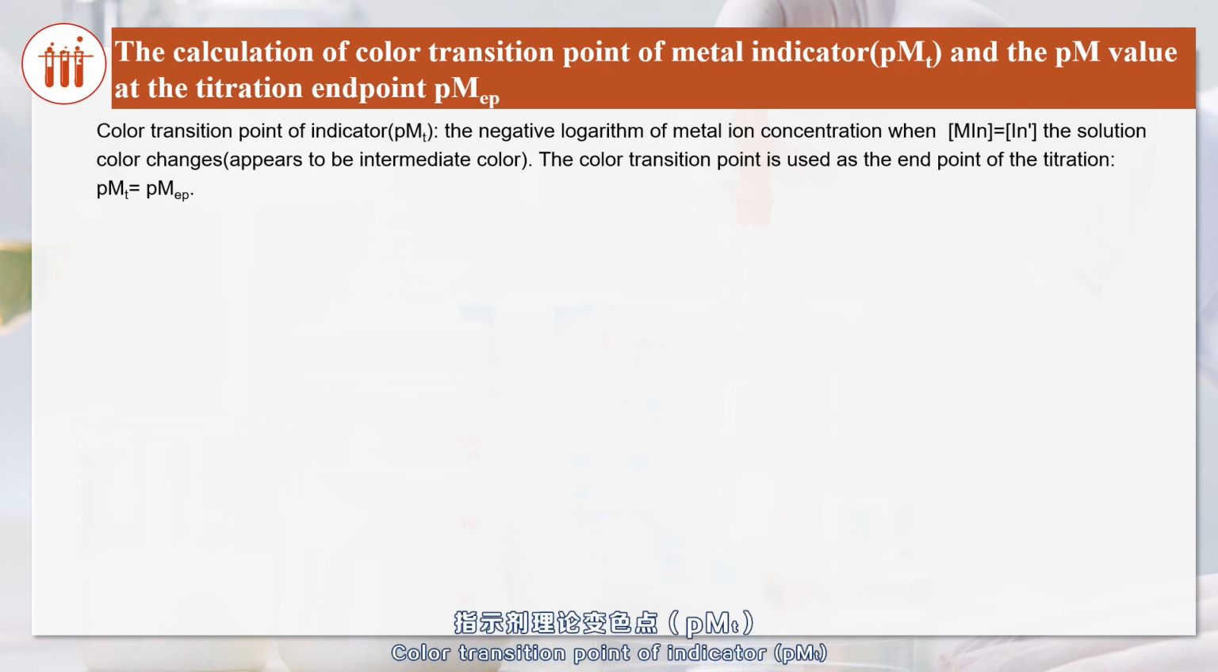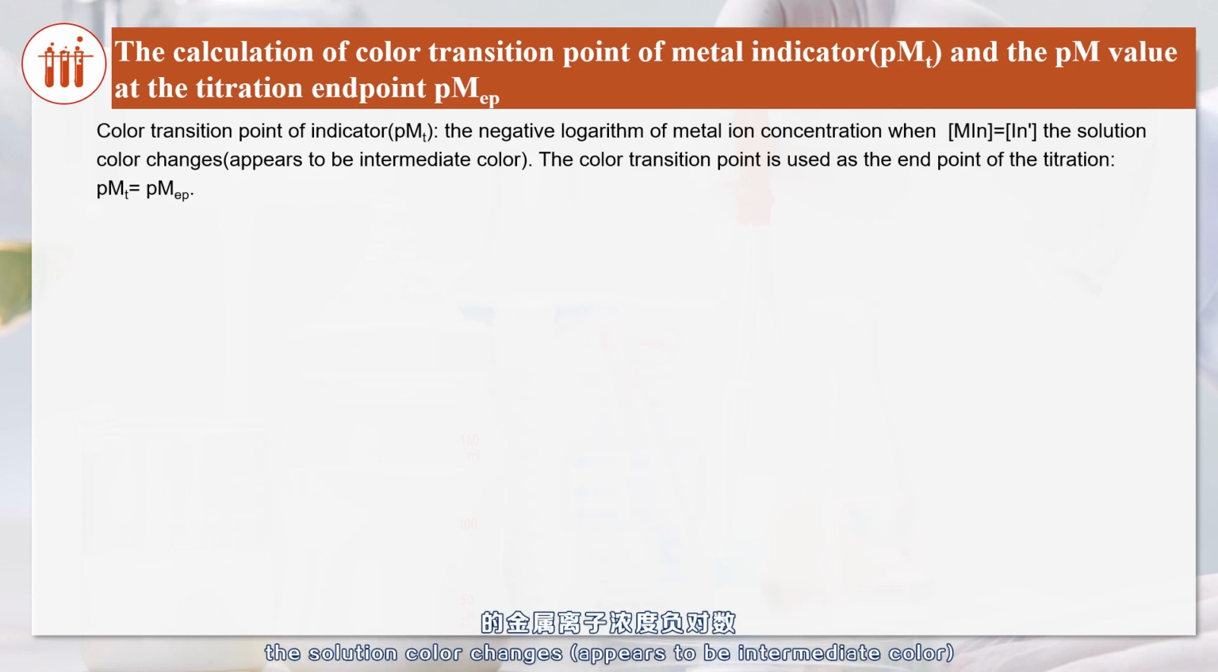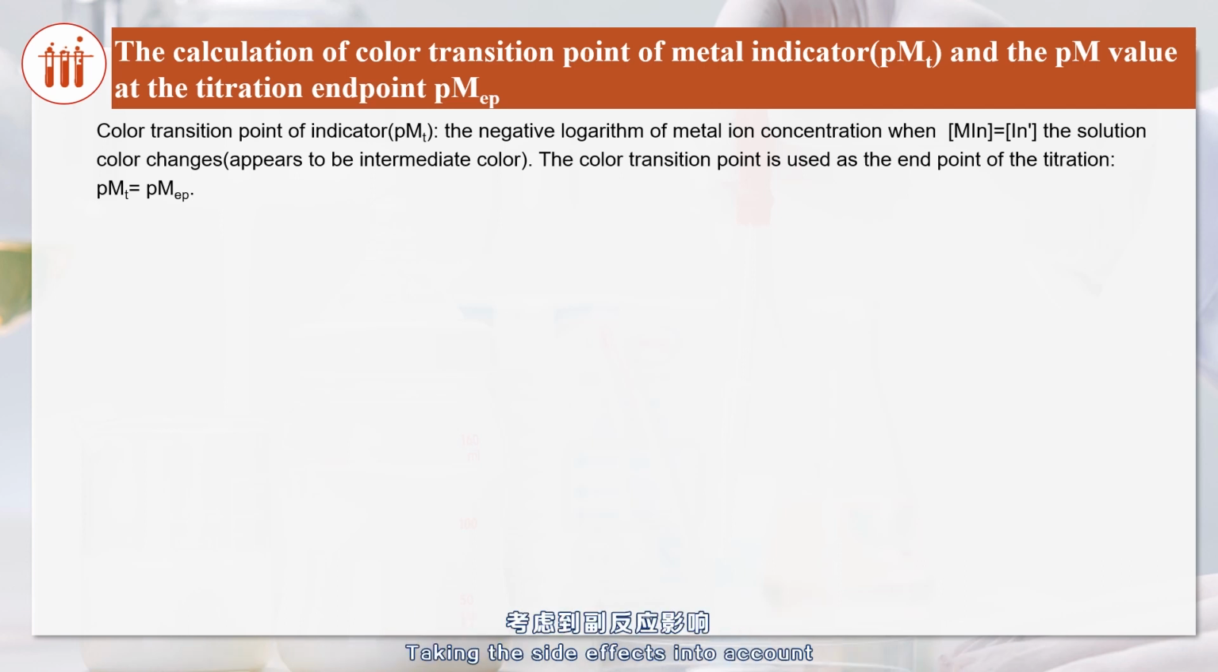The color transition point of the indicator pMt is the negative logarithm of metal ion concentration when MIn equals In prime. The solution color change appears to be an intermediate color. The color transition point is used as the endpoint of titration, pMt equal to pMep. Taking the side effects into account, there are 2 situations.